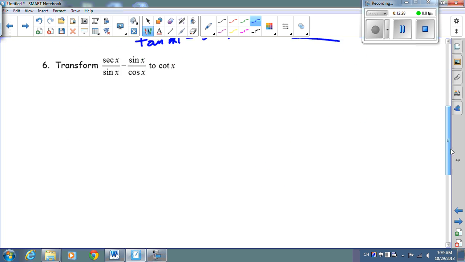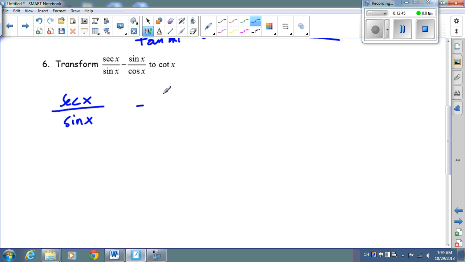Now, let's look at the last one. The last one seems to be one of the easiest ones. First of all, let's find the common denominator. The common denominator here will be sine cosine. So for secant x, I'll multiply it over sine x minus sine x over cosine x. To find the common denominator, I will multiply top and bottom by cosine x here, and top and bottom here by sine x.